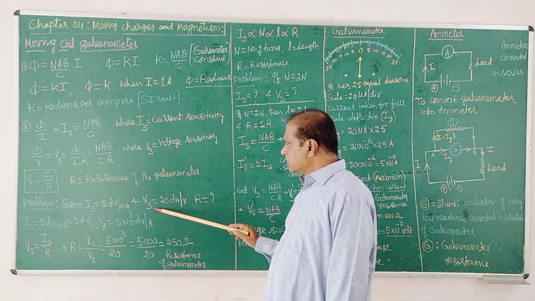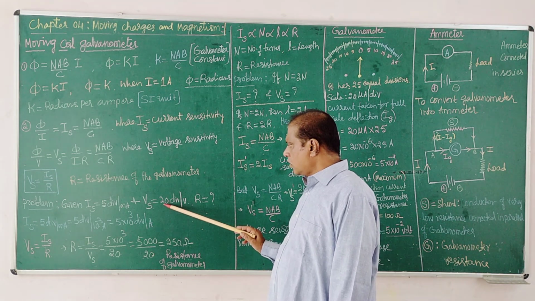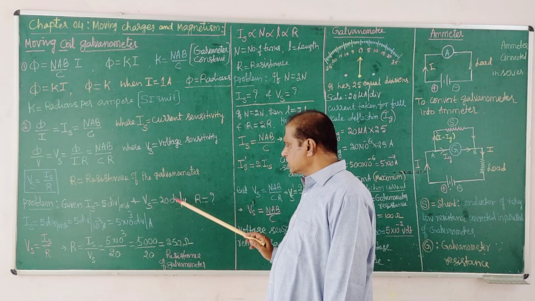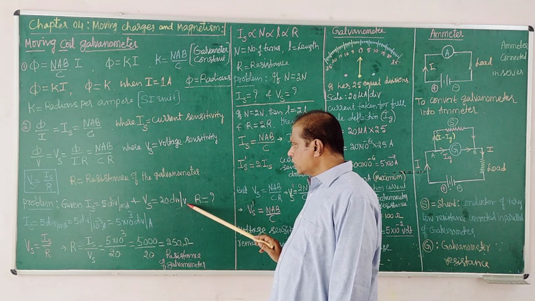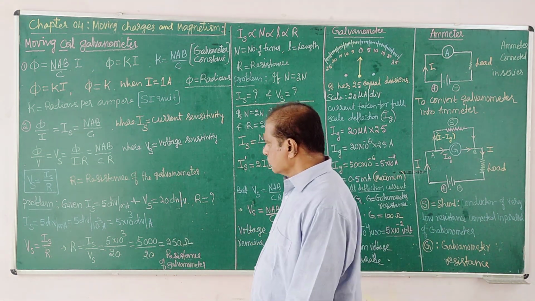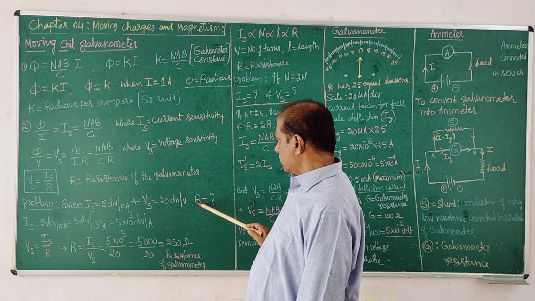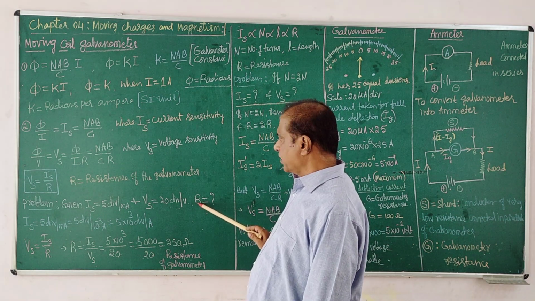Similarly, we have voltage sensitivity 12 divisions per volt, that is 12 divisions per unit of volt. And we are asked to calculate the resistance of the galvanometer. What is the resistance of the galvanometer R?